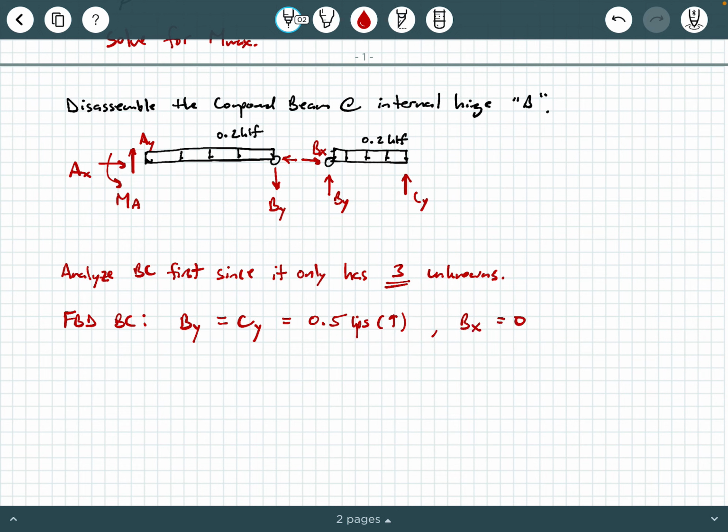Now, if you want some more details on how to solve for reactions and forces and moments on compound beams, take a look at my statics playlist. I have a video just dedicated to that concept. So for the purposes of this video, I'm going to keep moving now. So now I've solved for BY, CY, and BX, okay?